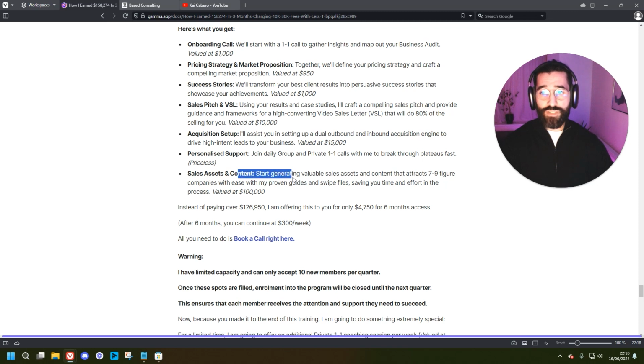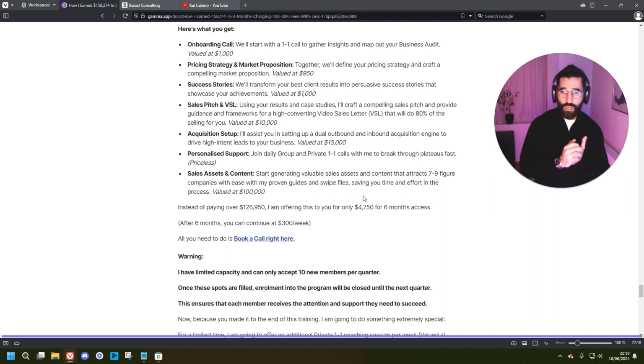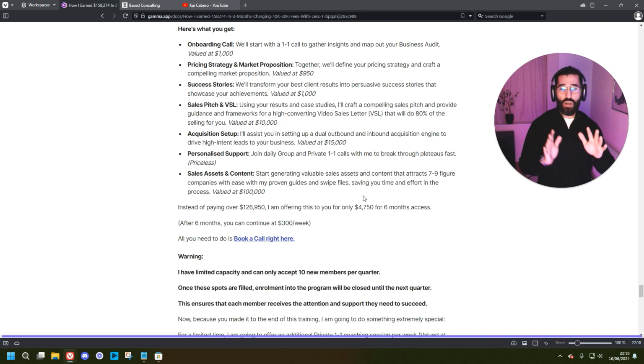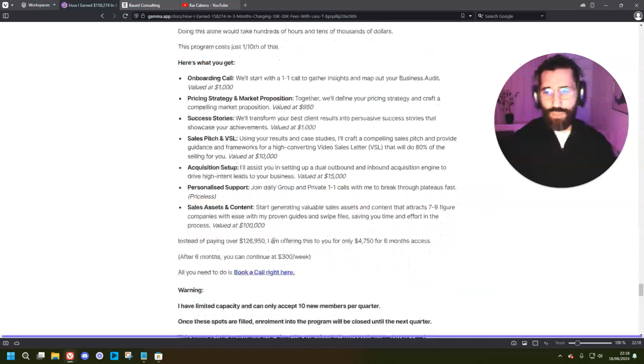And then you got sales assets and content. So you can start generating valuable sales assets and content that attracts 7 to 9 figure companies with ease with my proven guide, swipe files. This saves you time and effort in the process. This is valued at 100K easily. So if we tally this up, this is about $126,950. And instead of paying all that, I'm offering this to you for only $4,750 for 6 months access.